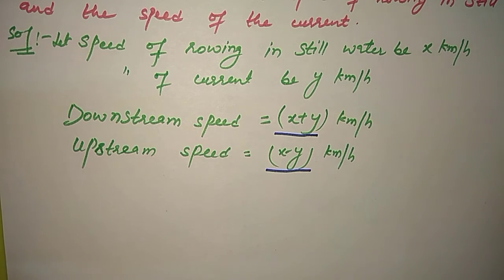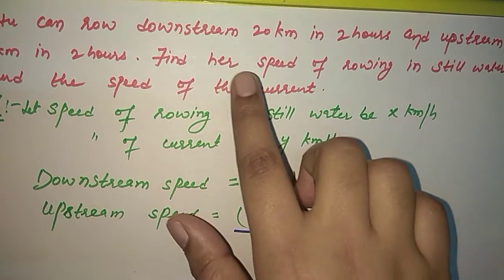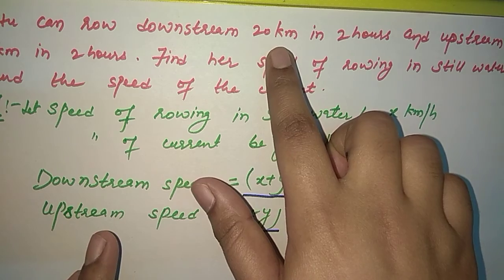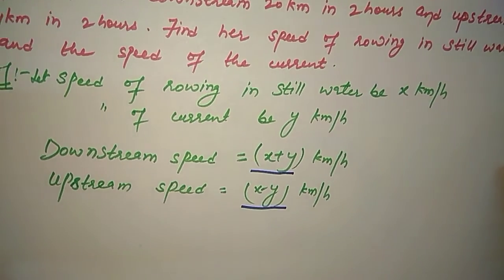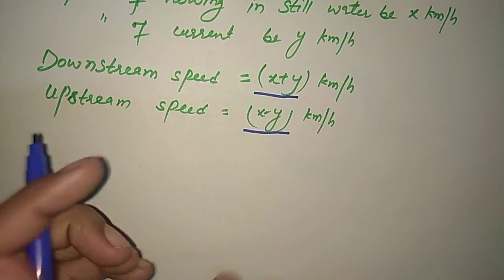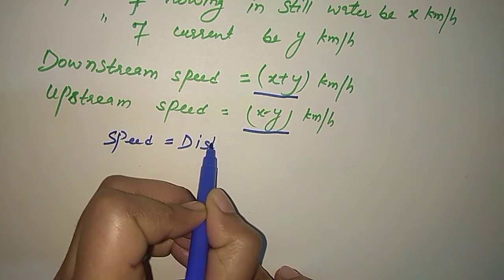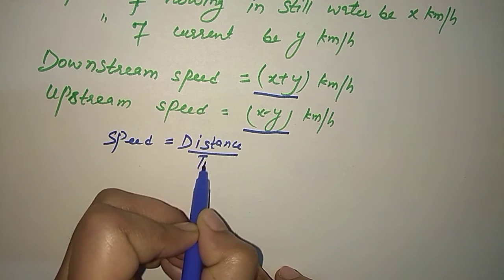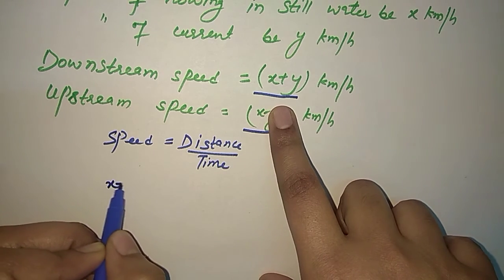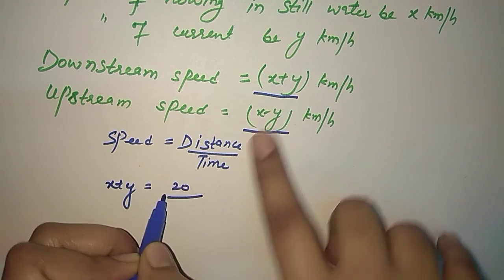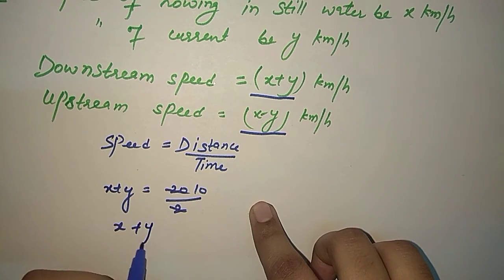Clear? So now we are given that downstream she can row 20 km in 2 hours and in upstream 4 km in 2 hours. So we know that speed is equals to distance upon time. So using this, we can have speed in downstream we have x plus y. Distance is 20 km. Time is 2 hours. And on solving we have x plus y is equals to 10.